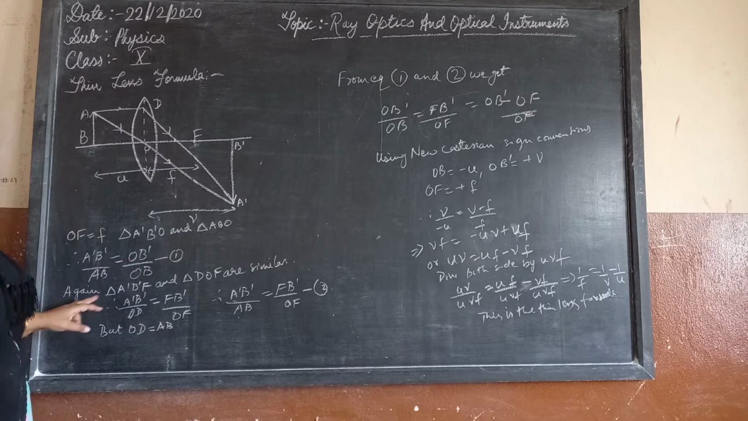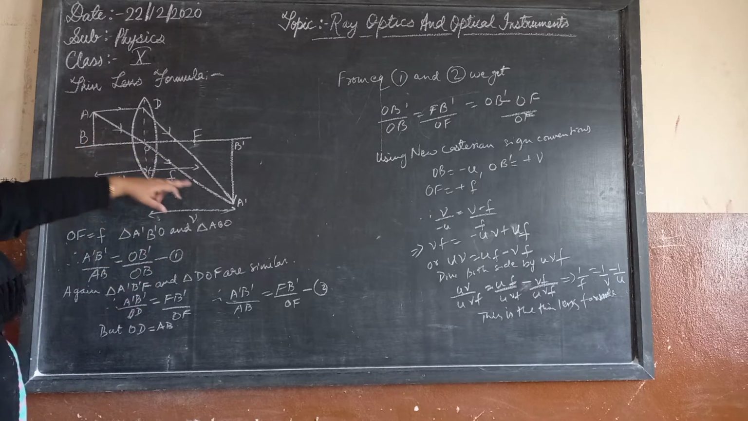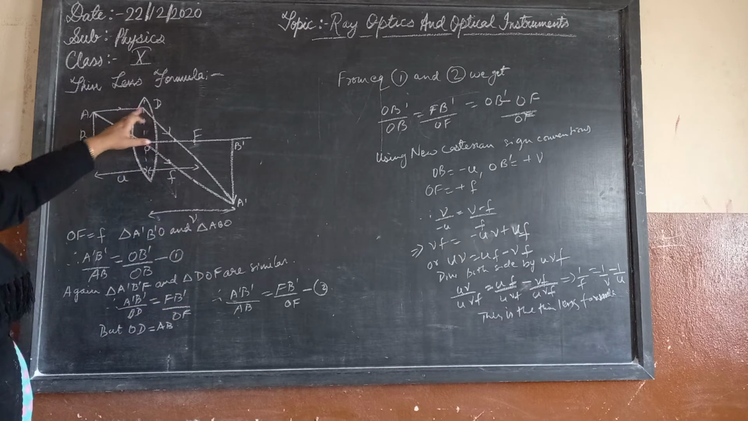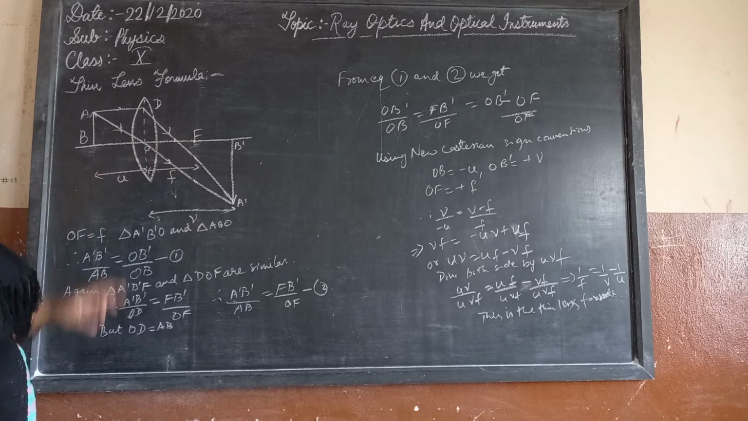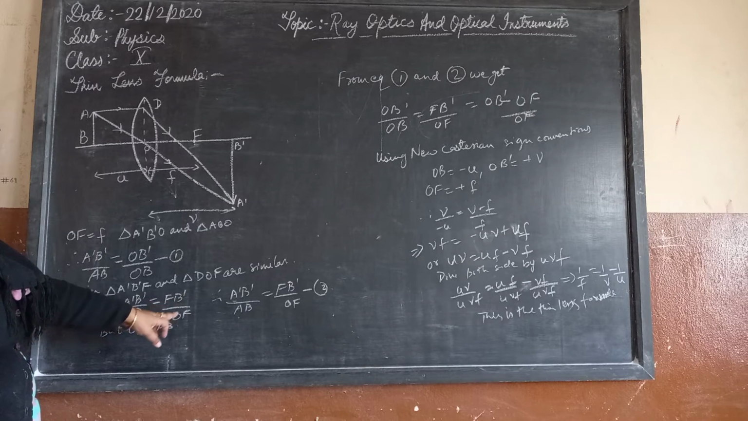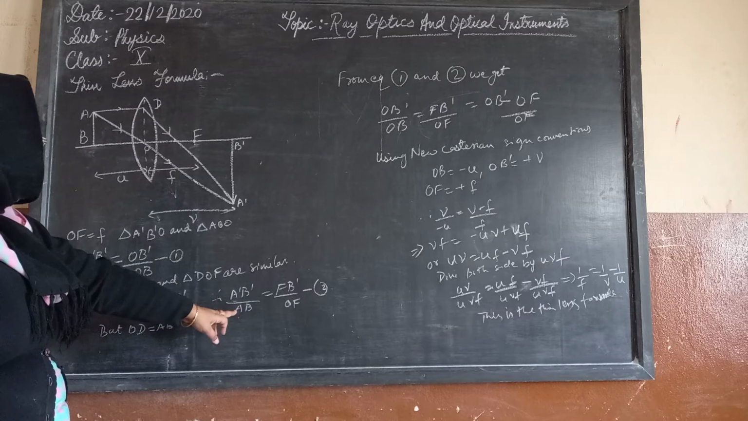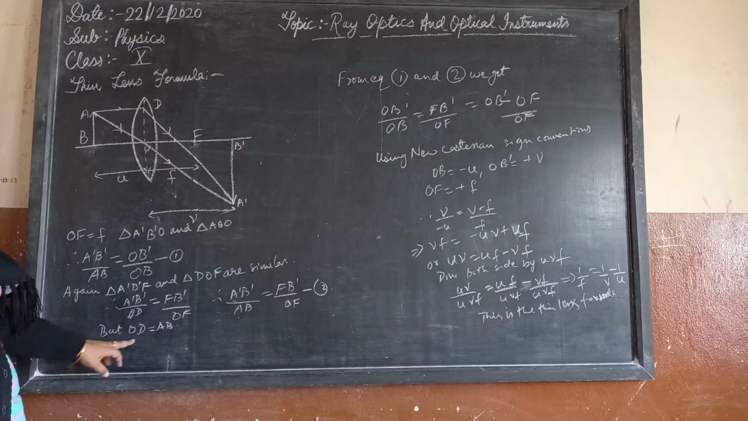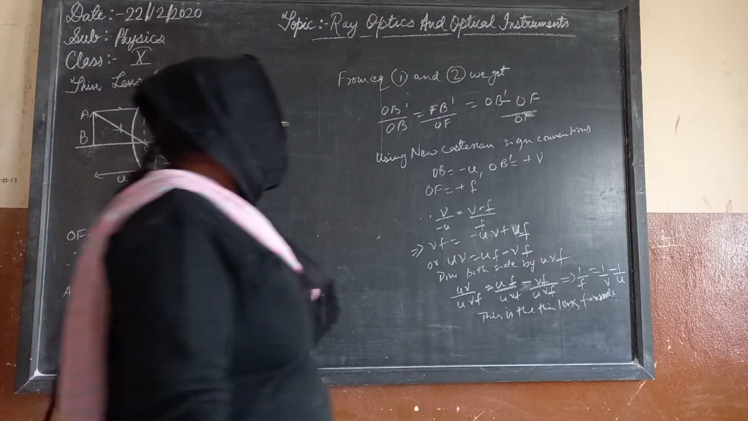Again, triangle A dash B dash F and triangle D O F are similar triangles. So A dash B dash upon O D is equal to F B dash upon O F. That is, A dash B dash upon A B is equal to F B dash upon O F, where we have taken O D as A B.